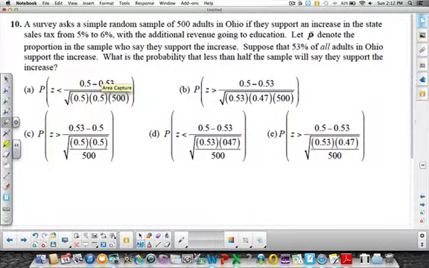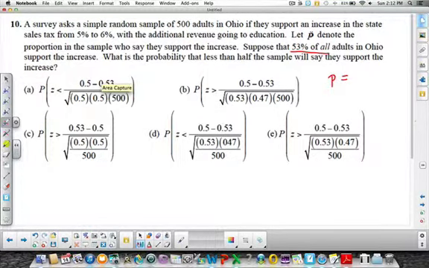And then my last multiple choice question. A survey asks a simple random sample of 500 adults in Ohio if they support an increase in the state sales tax from 5 to 6% with the additional revenue going to education. Let P denote the proportion. I think that's supposed to be P hat. Let P hat denote the proportion in the sample who say they support the increase. Suppose that in fact 53% of all adults in Ohio support the increase.